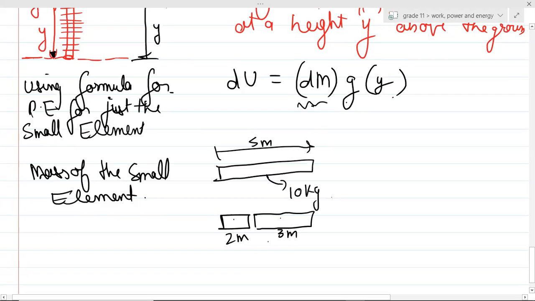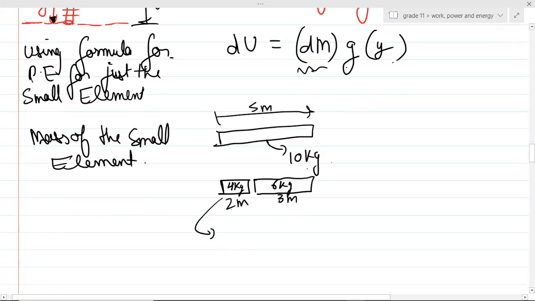Can anyone tell me what is the mass of the 2 meter part and what is the mass of the 3 meter part? If it's a uniform rod of total mass 10 kg, 5 meter, and I break it into two pieces, 2 meter and 3 meter, then tell me what is the mass of this and what is the mass of that. 4 and 6. So this will be 4 kg and this will be 6 kg, right? So how did you decide this will be 4 kg and this will be 6 kg? By the unitary method, right? Right or wrong?